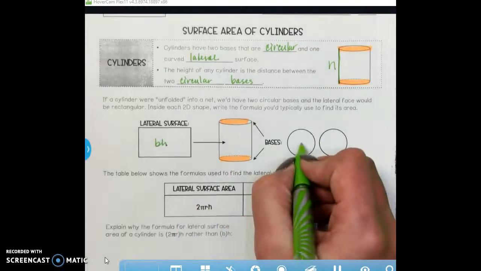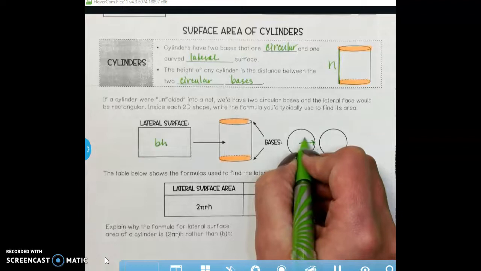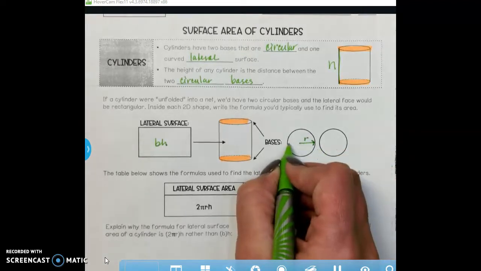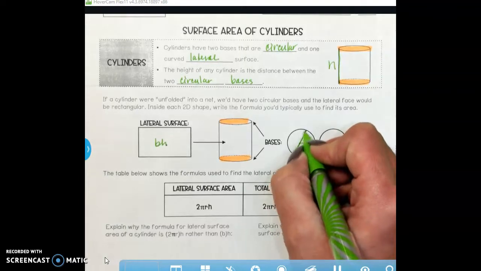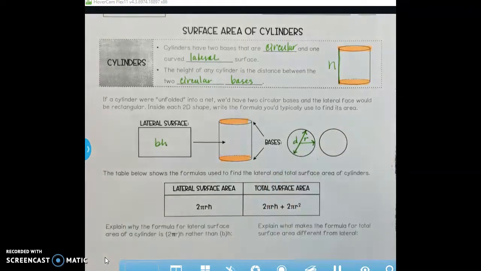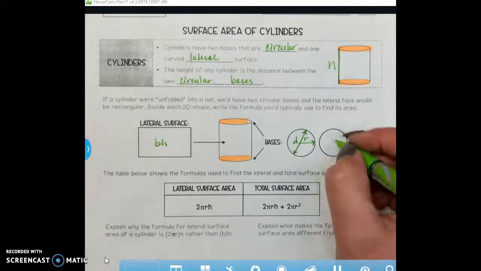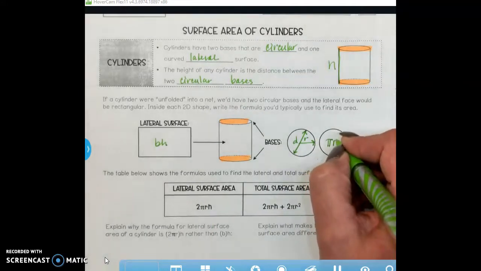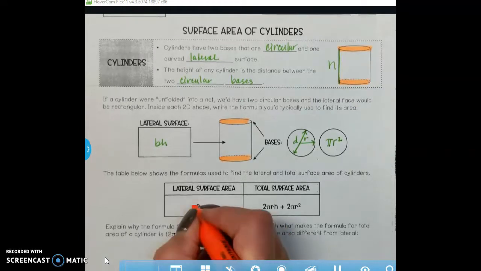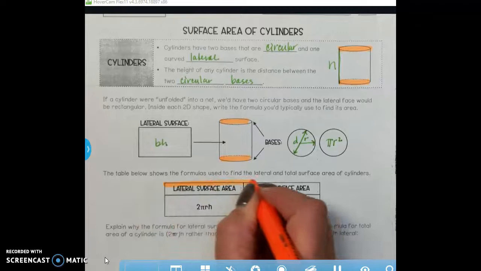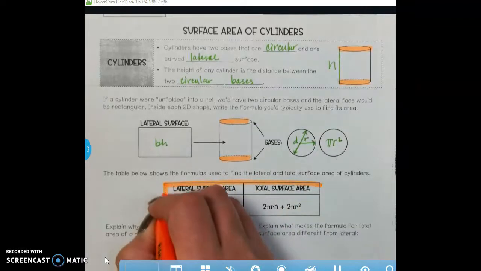The base is a circle. So we are looking for the radius measure, or I'm going to draw it this way, the diameter measure. We could have either measurement in those bases. And since we are discussing the area, I'm going to go ahead and write the formula that we're going to be using. It's pi r squared. So the formula for lateral surface area and total surface area is listed right here. So I'm just going to highlight our box.